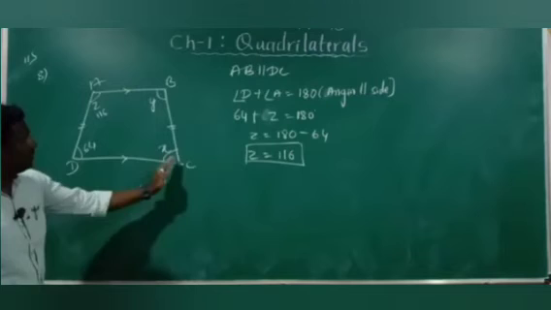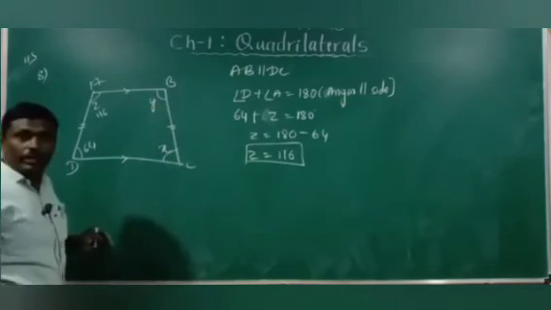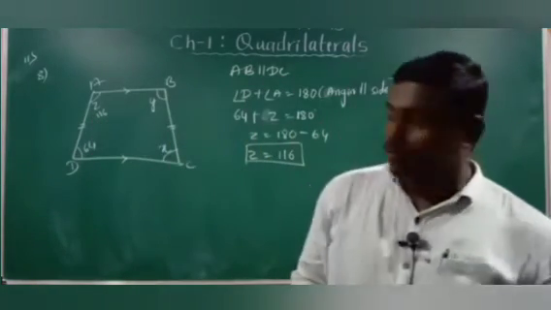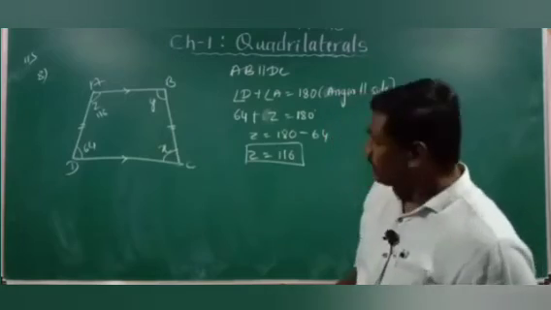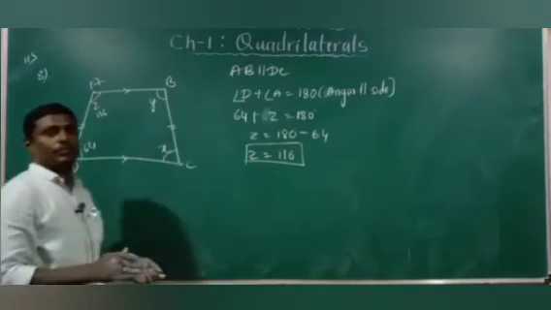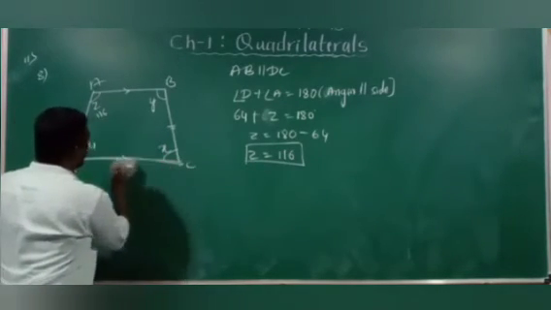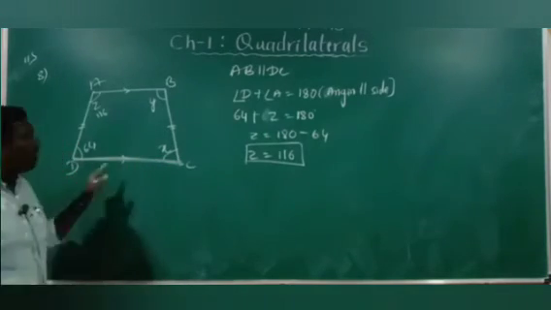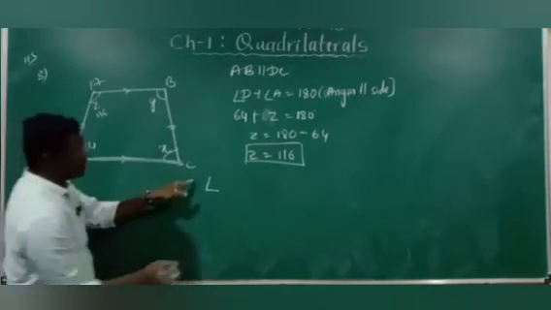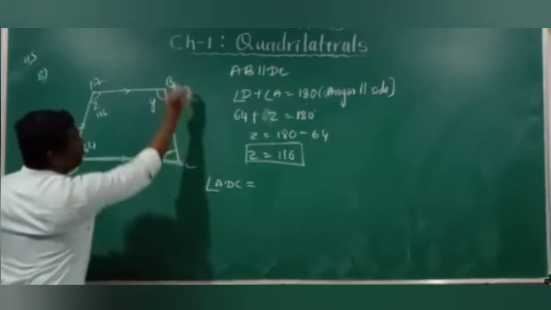Now calculate these two angles. These two sides are equal, and we already discussed the properties of the isosceles trapezium. The two sides are equal in an isosceles trapezium and their corresponding angles are also equal. It means the base angles of an isosceles trapezium are always equal. Therefore angle ADC is equal to angle BCD.